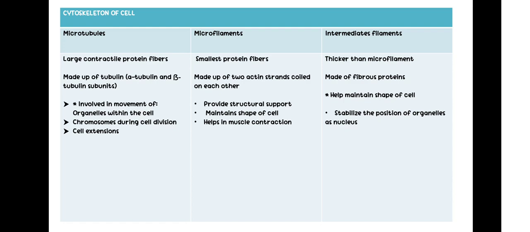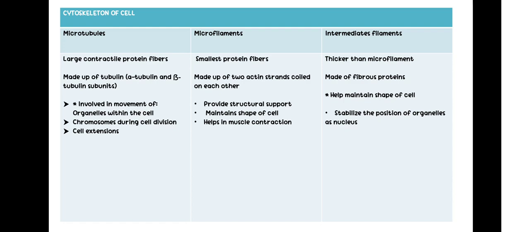During cell division, the chromosomes have to be divided. In that also the microtubules help. And cell extensions like cilia and villi are part of this. Then microfilament, the smallest protein fibers. If we compare the cytoskeleton, the microfilament is the smallest protein fiber.